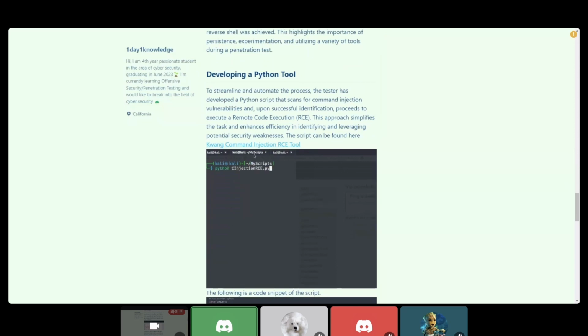To automate and streamline the process, the tester has developed a Python script that finds command injection vulnerability within the DVWA website and proceeds to establish an RCE.